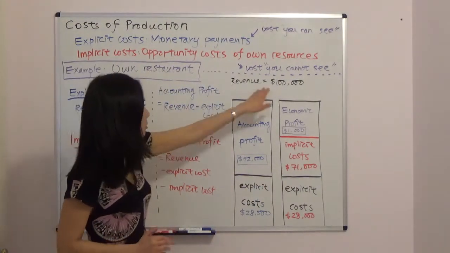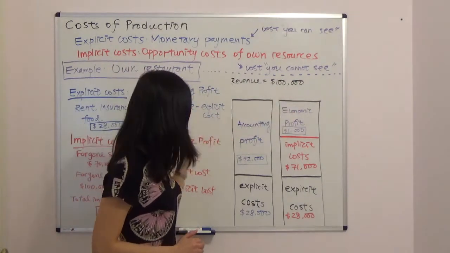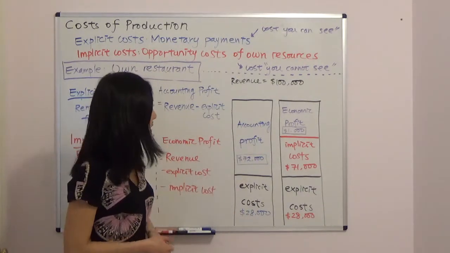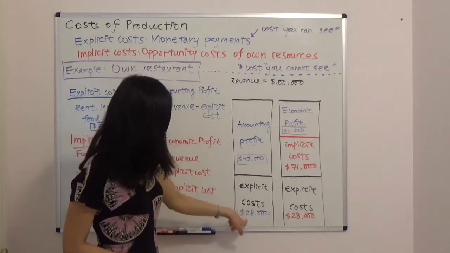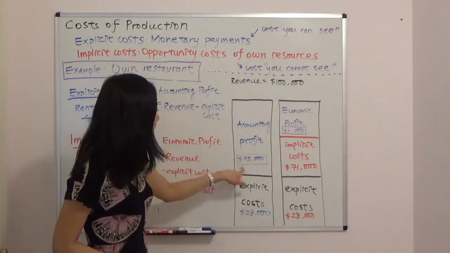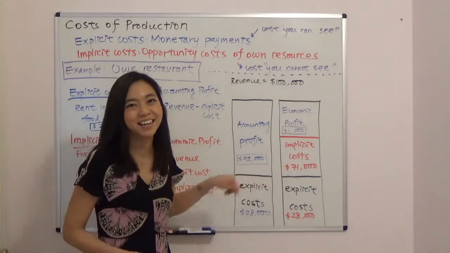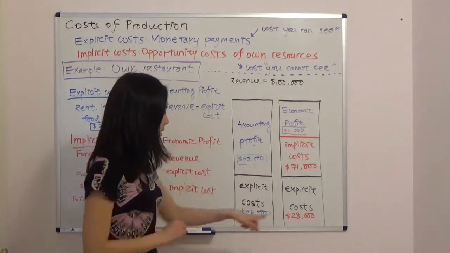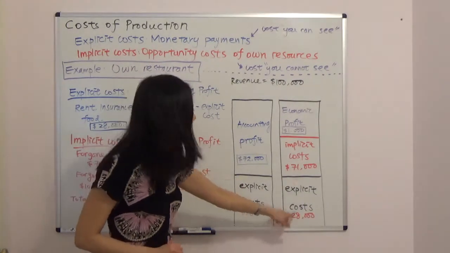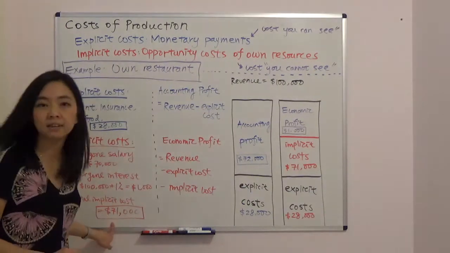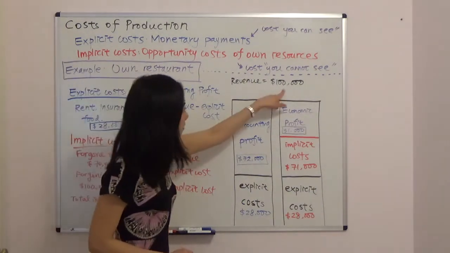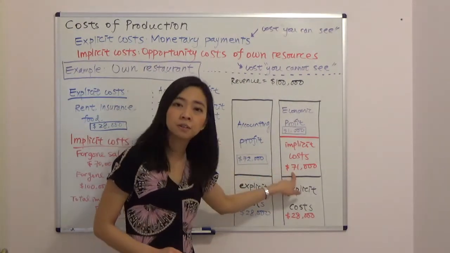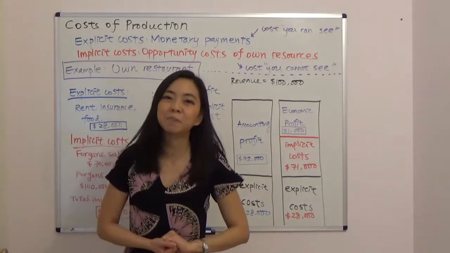Now, suppose our total revenue is $100,000, and we already know that our explicit cost is $28,000. So your accounting profit is equal to $100,000 minus $28,000. That gives you $72,000 accounting profit. Now, what about economic profit? That will be equal to total revenue minus explicit cost, $28,000, minus implicit cost, which we just calculated, $71,000. So $100,000 minus $28,000 minus $71,000 gives you $1,000 economic profit.